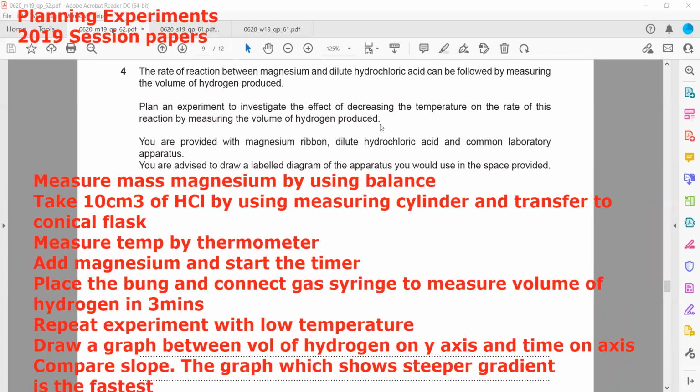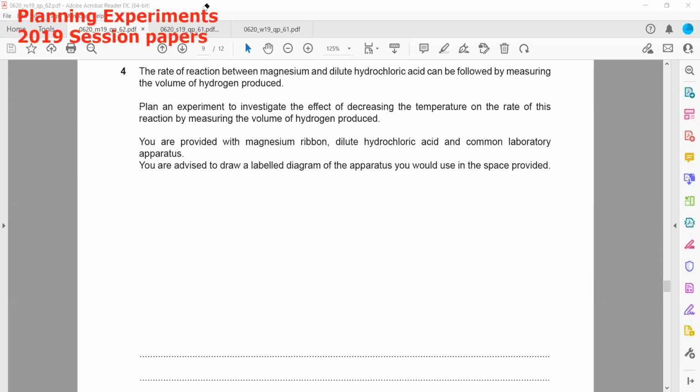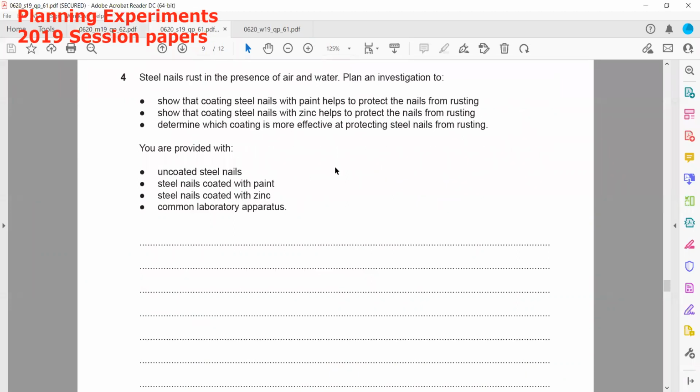So take 10 cm cube of hydrochloric acid using a measuring cylinder, transfer to a conical flask, then measure the temperature by thermometer, add magnesium and start the timer. And then place a bung, connect the gas syringe and record how much gas is given off in 3 minutes. Then we can sketch a graph, change the temperature, sketch a graph, and compare the gradient or the slope. The one which is steeper means that is the fast reaction. So this was from the Feb March 19 paper, the last question, planning of experiment.